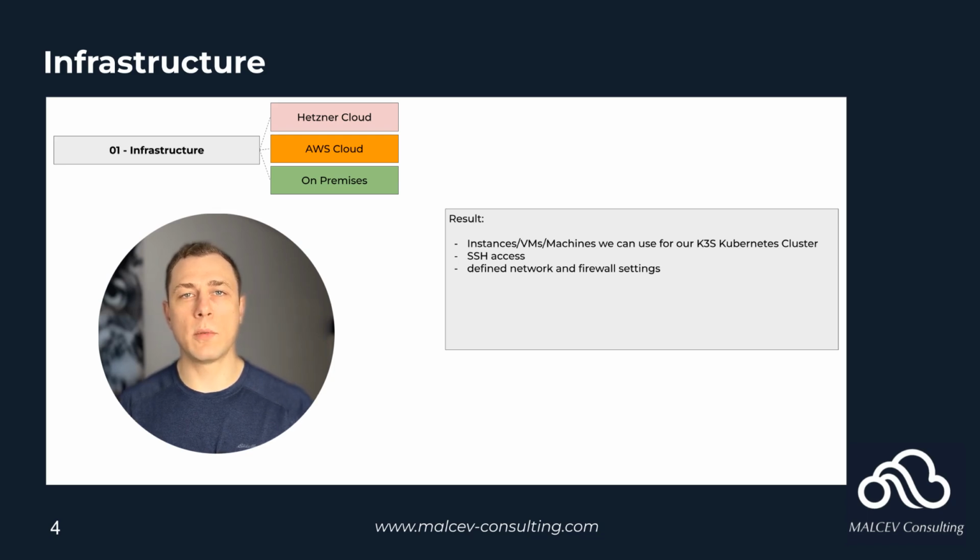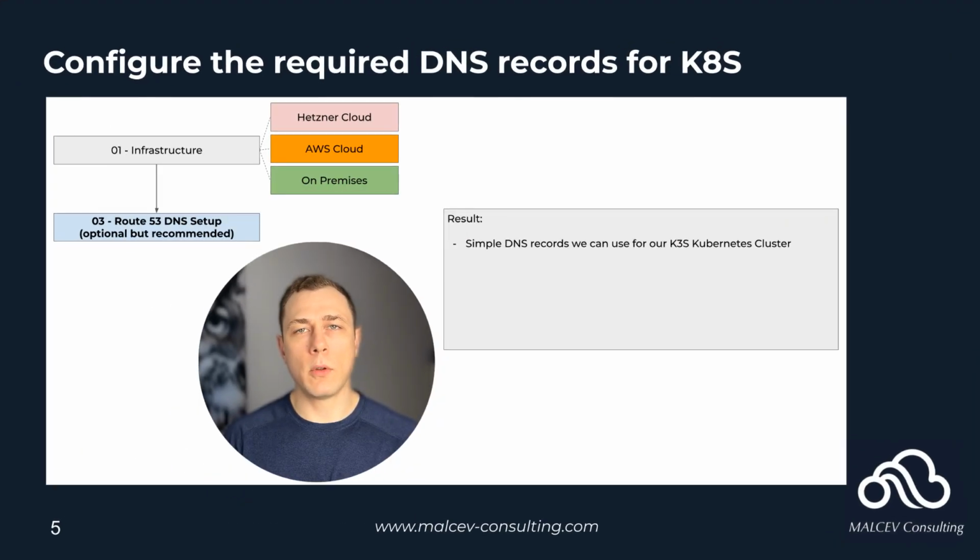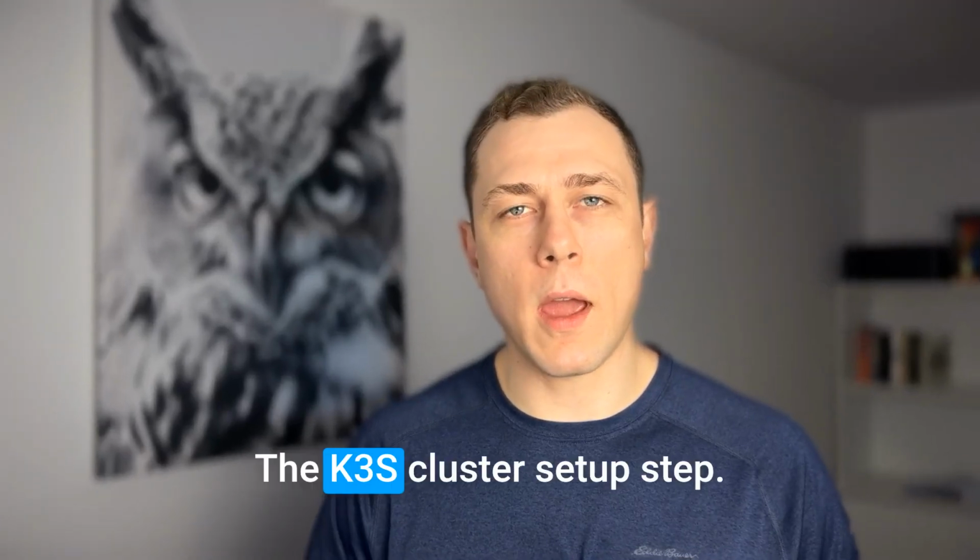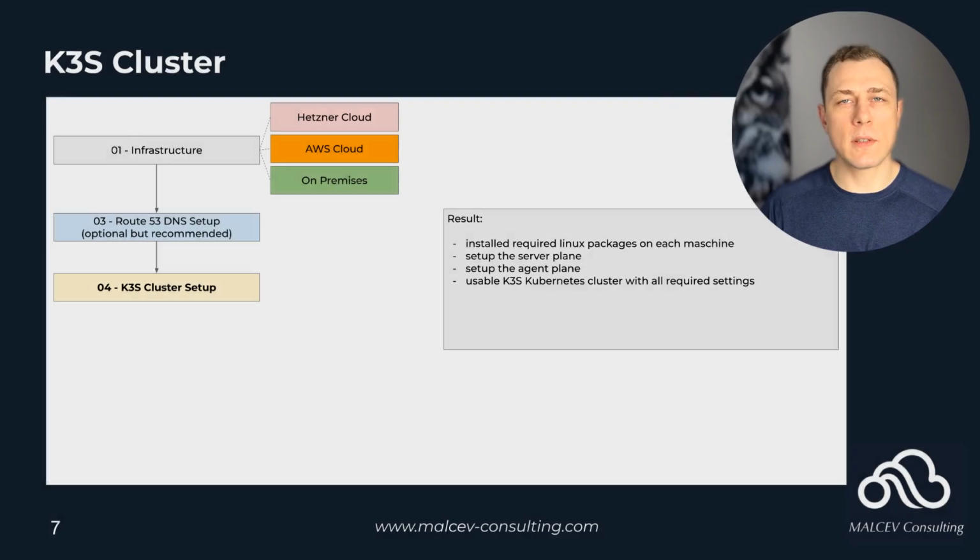But of course, it's possible to extend this step to, for example, use some providers for the VMware platform or Proxmox environments. The DNS setup. If you are using AWS, this step configures DNS through Route 53. This is not required but recommended and makes your setup more accessible and production ready. The K3S cluster setup step. This is where the Kubernetes cluster is installed using K3S, a lightweight distribution that's perfect for fast and flexible setups.